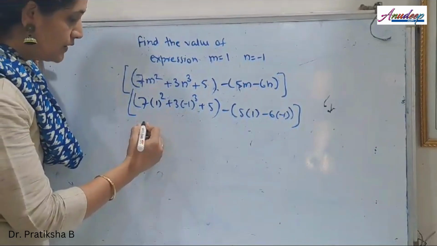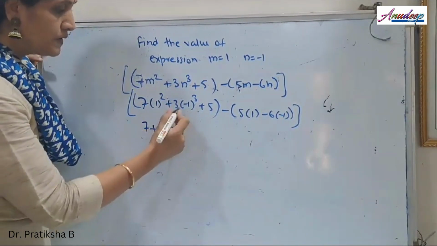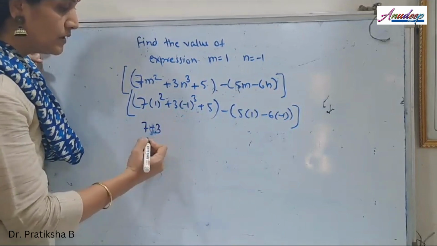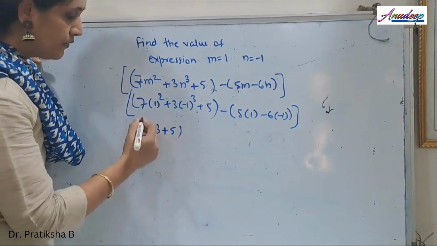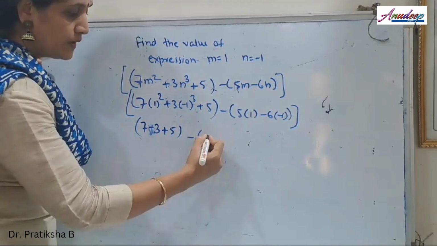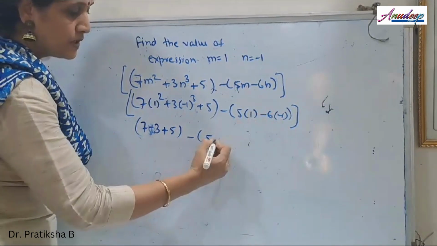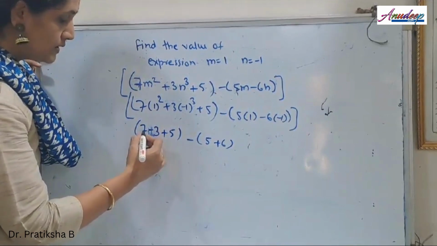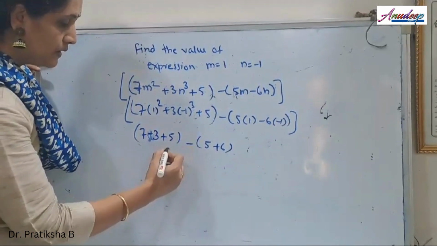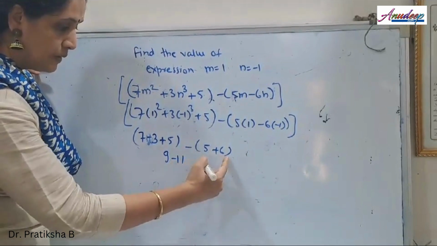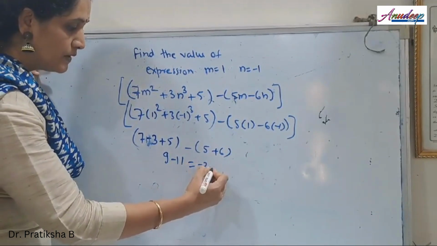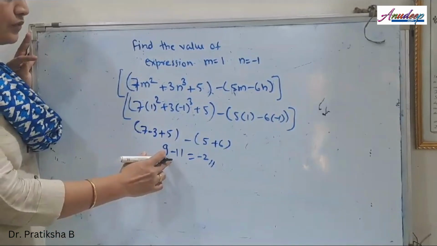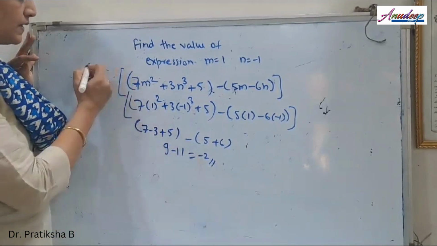So this is what we get: 7, 1 square is 1, plus 3, minus 1 cube is minus 1, so we will be getting minus 1 into 3, that is minus 3, plus 5, minus 5 into 1 is 5, minus 6 into minus 1 is plus 6. We will be getting 7 minus 3 is 4, plus 5, that is 9, minus 5 plus 6 is 11, giving you minus 2 as an answer. So for the first sub question, minus 2 is the answer.